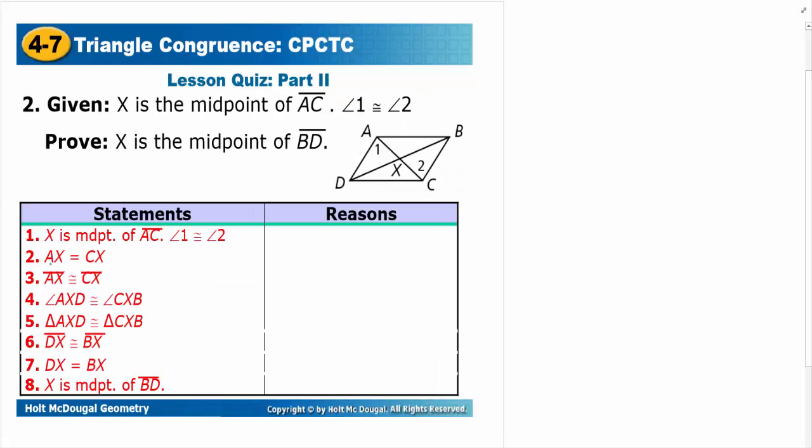Part 2 of the lesson quiz is another proof. We're trying to prove that X is the midpoint of BD. Again, you got the steps kind of worked out for you. But we're going to have here our congruence statement, CPCTC in step 6, definition of congruent in step 7. Hopefully you can fill in the rest from there.